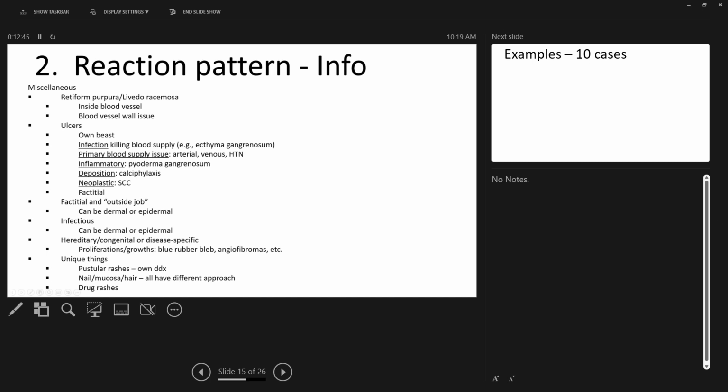So retiform purpura or livedo racemosa. Retiform means net-like, purpura means blood. So you have a net-like deposition of blood inside the skin. And that means, by definition, the blood vessels had to have been screwed up. Something happened to them. There was some type of insult which led to extravasated blood. So you know it's a blood vessel wall issue. I can make a whole different talk on both of these diagnoses, but again, you see that pattern within seconds. You know this is something bad. The blood vessels of the skin are screwed up, and that leads you down a whole differential diagnosis that we won't get into in this video.